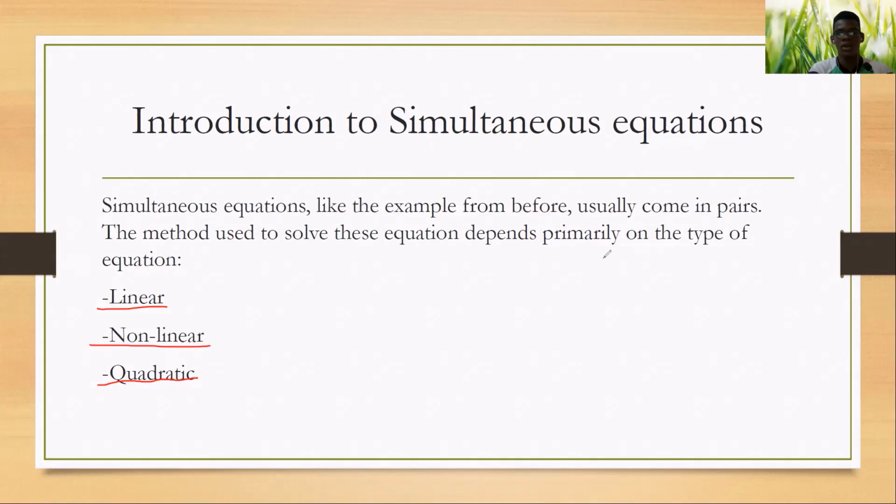There are linear equations, nonlinear equations, and quadratic equations. Right? Now, you can argue that if it's linear, and if it's non-linear, then therefore quadratic is a nonlinear equation. And I won't argue with you. I won't tell you that's wrong.